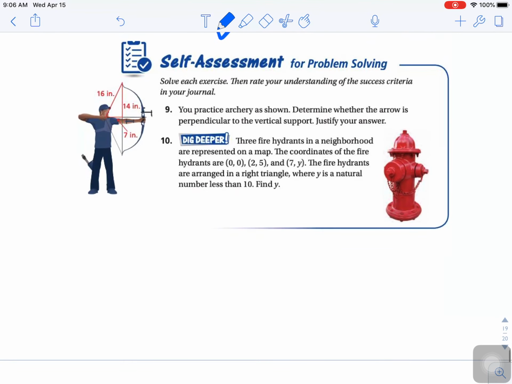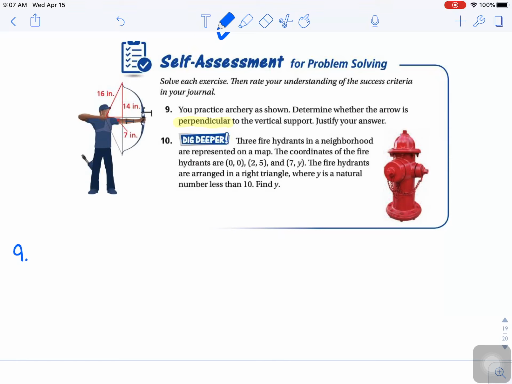Alright, feel free to pause the video here to try the self-assessment ones on your own, or keep watching. Alright, so for number 9, it said you practice archery as shown, determine whether the arrow is perpendicular to the vertical support, justify your answer. So here we need to know that the word perpendicular means a 90-degree angle. So is this a right triangle?